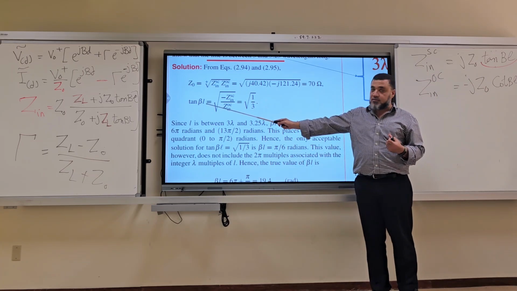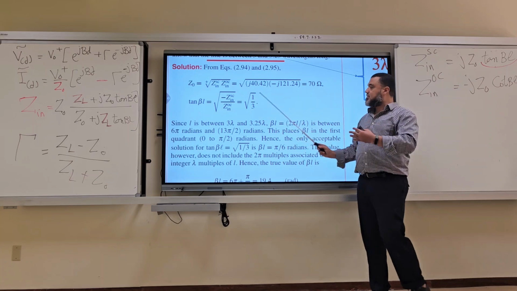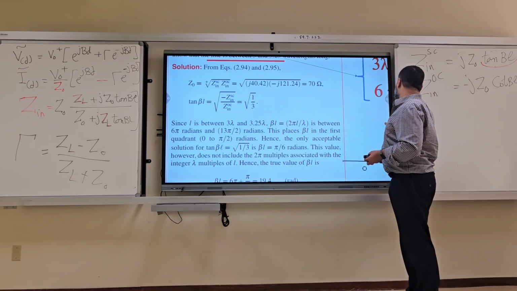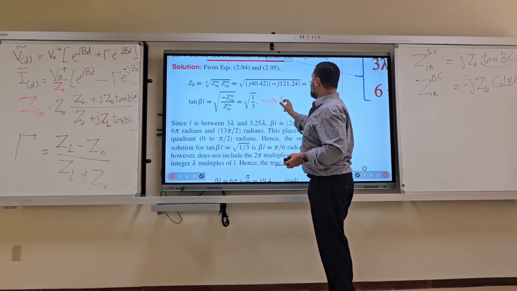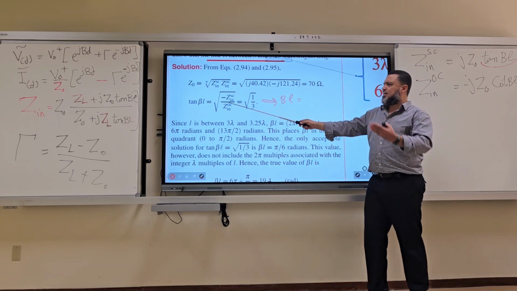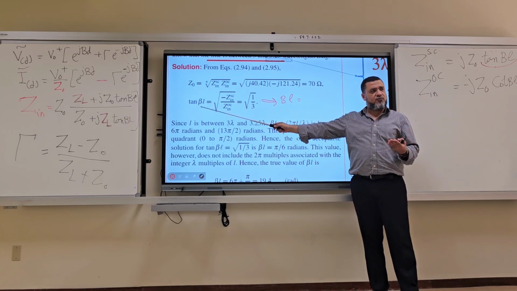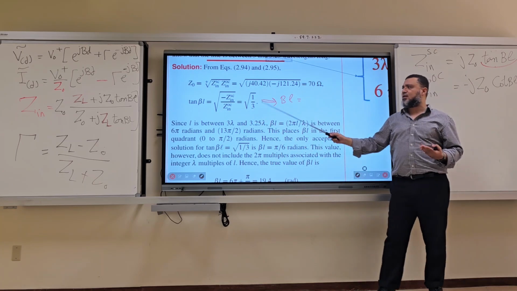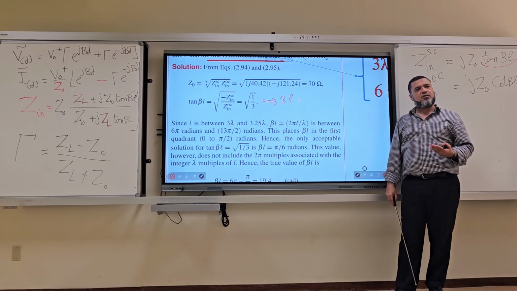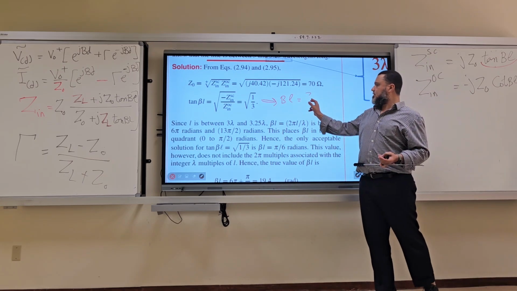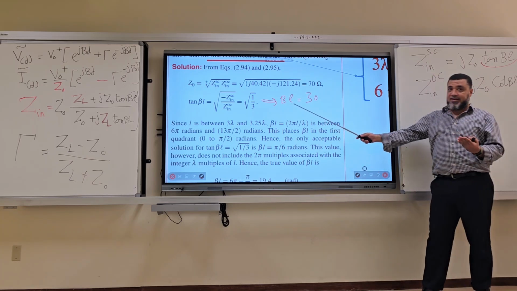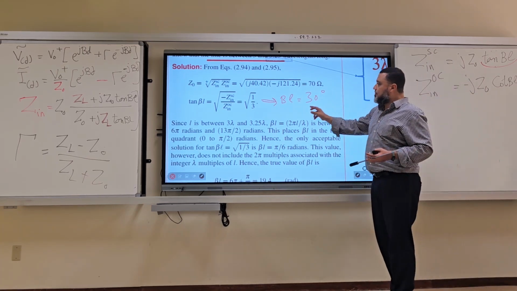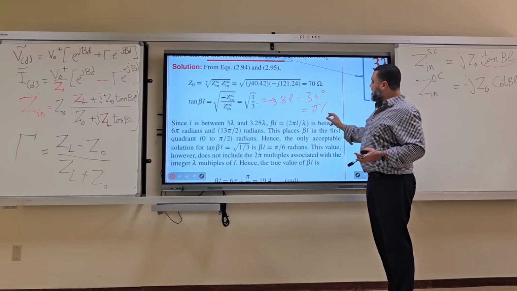What is beta L here? What's beta L when tan is root 1 over 3? Tan is sine over cosine, right? What is sine over cosine that gives you root 1 over 3? So it's either 30 degrees or 60 degrees. Which one? 30 degrees, right? Sine over cosine will give you this guy. So beta L is 30 degrees. What is 30 degrees? Pi over 6.